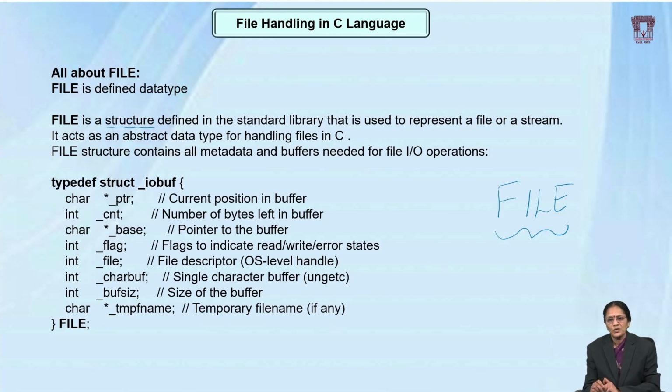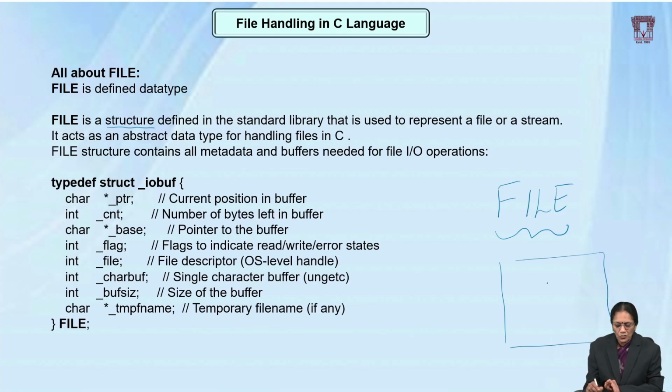When I say a file or a stream, am I doing the file operations on the screen, or am I doing it through the keyboard? Am I sending it to the printer? That's where we talk about streams. And it's actually an abstract data type for handling files in C. Now, what exactly does this file structure contain? It contains all meta information and all buffers that you require to perform file I/O operations. So, for example, you can see where is the current position in a file.